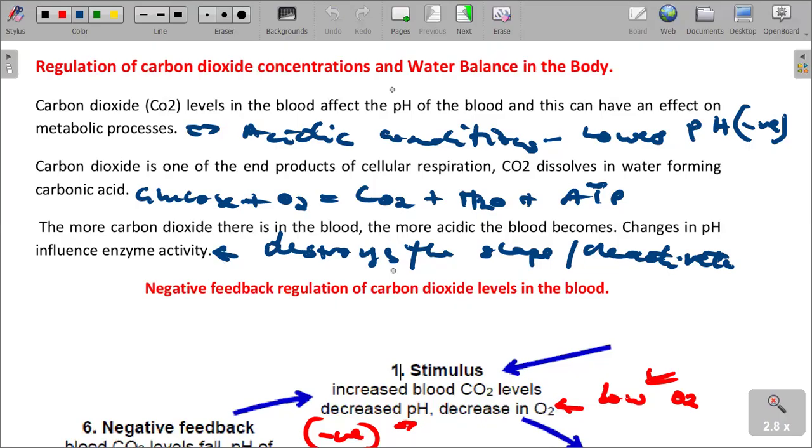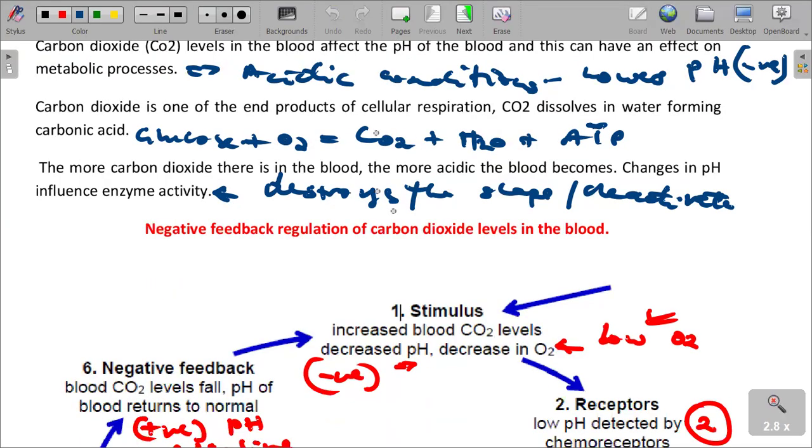Carbon dioxide is an end product of cellular respiration, which results in the formation of carbonic acid if it dissolves in water. I remember in grade 11 there were some experiments you did about testing for carbon dioxide produced during cellular respiration. So I'm relating all that to the summation of the cellular respiration process.